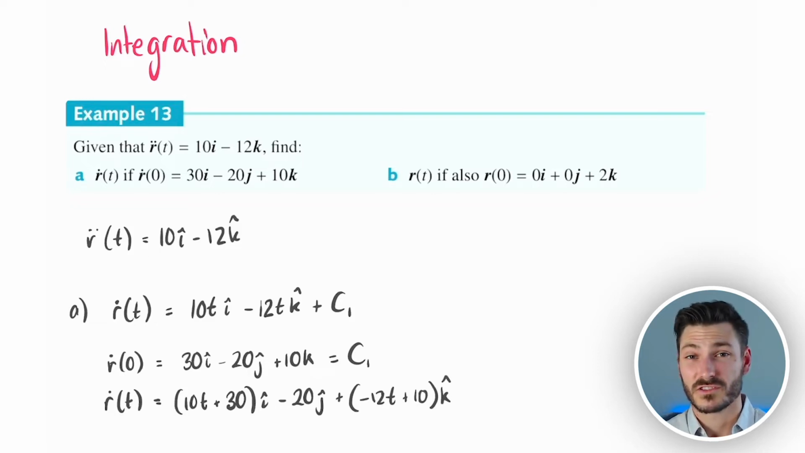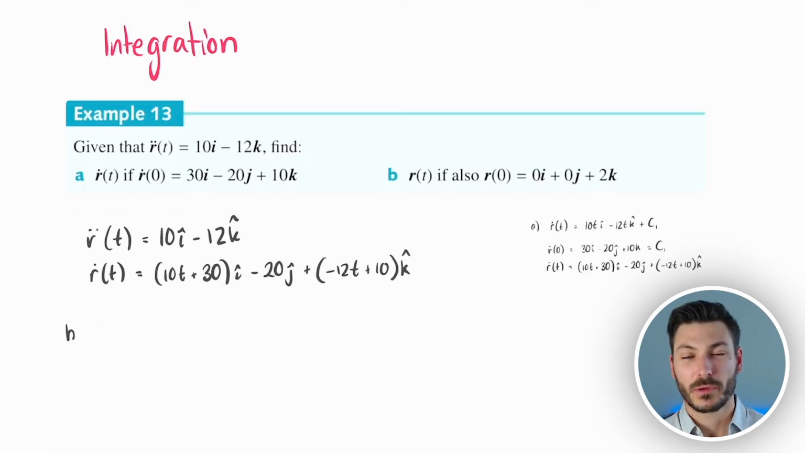Nice. Let's move on to the position vector in part B. Right, so B is going to be a very similar process to A.